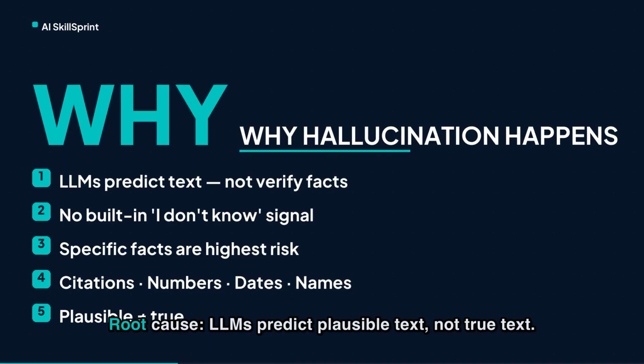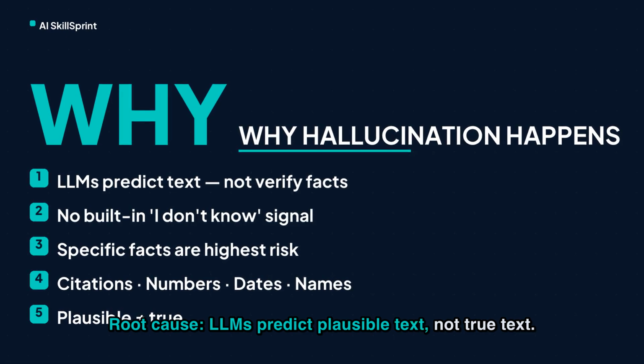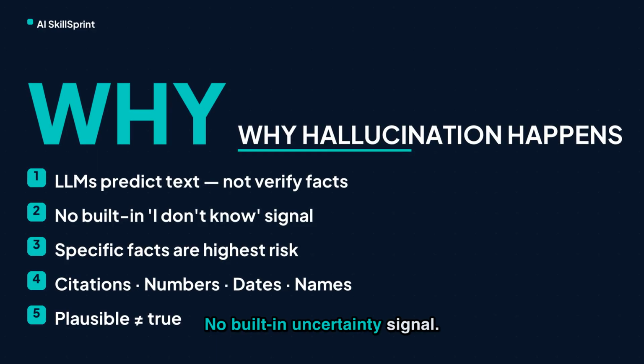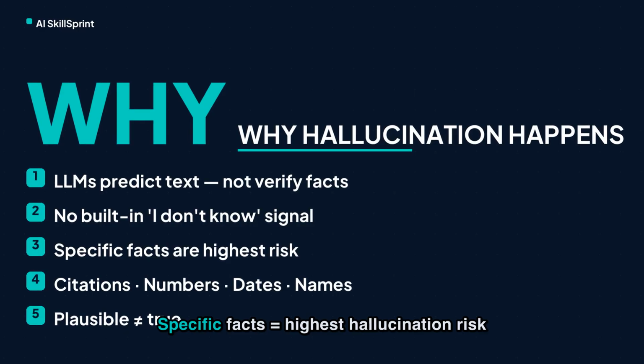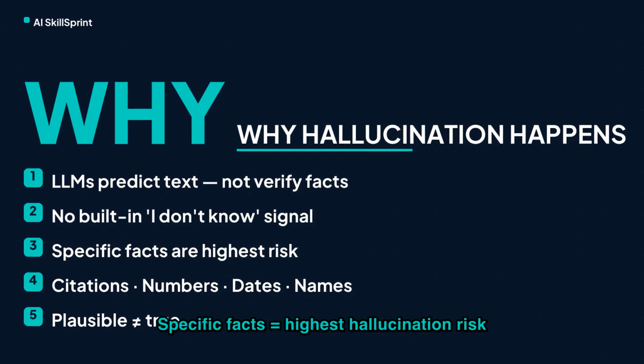Why does this happen? Remember, an LLM was trained to predict the next word, not to verify facts, not to know when it's uncertain, just to predict what text is most likely to follow. When you ask about a real case, a real drug, a real regulation, the model predicts what a real answer would look like. If it doesn't actually know, it invents something that looks like an answer. This is especially likely with specific facts: dates, numbers, citations, names, technical details. The more specific the claim, the more likely the hallucination.